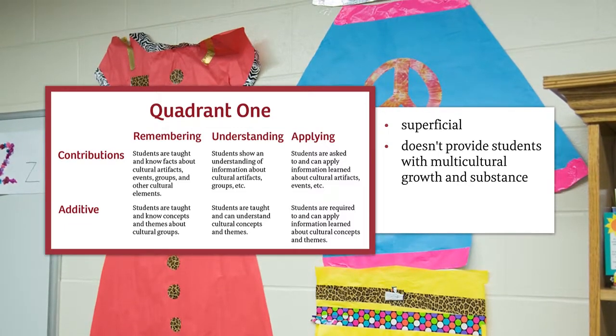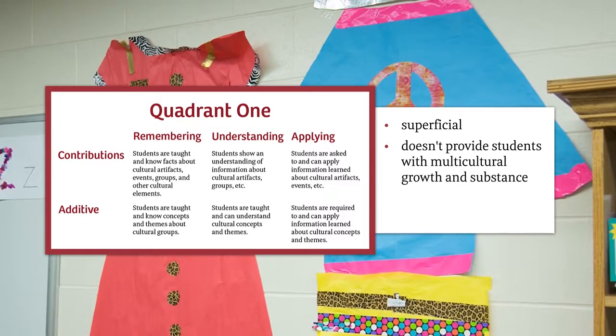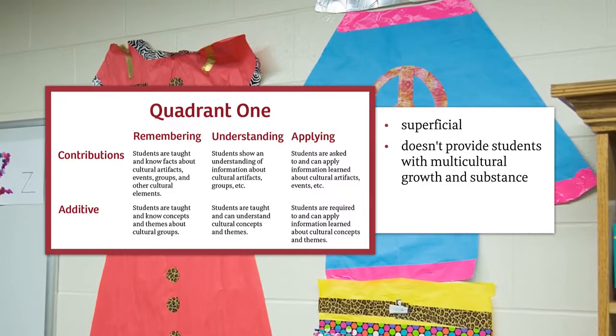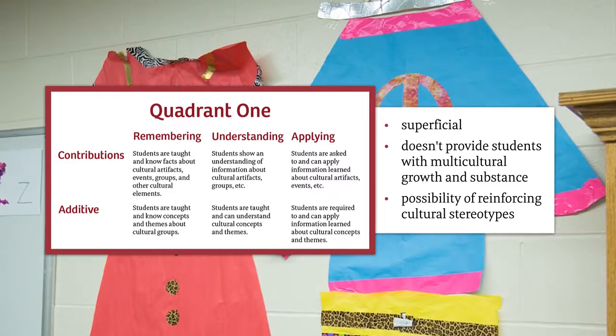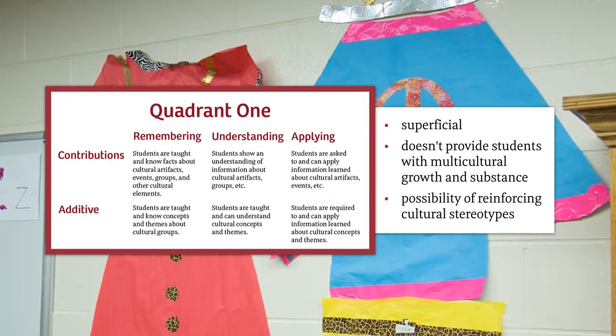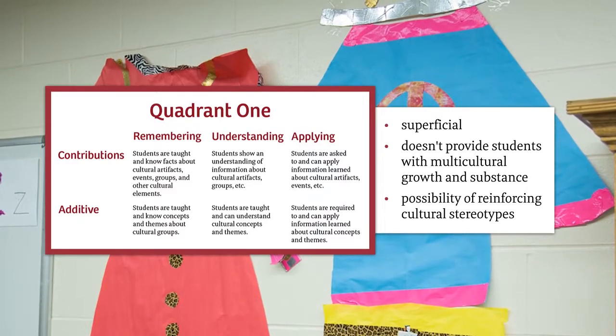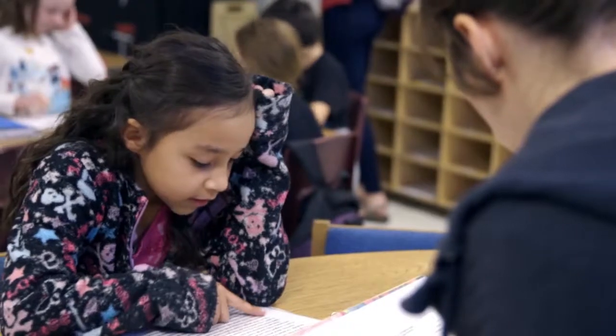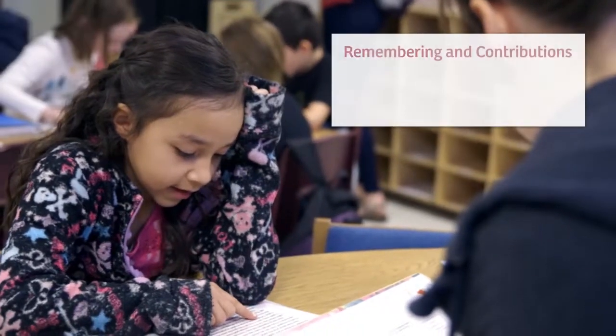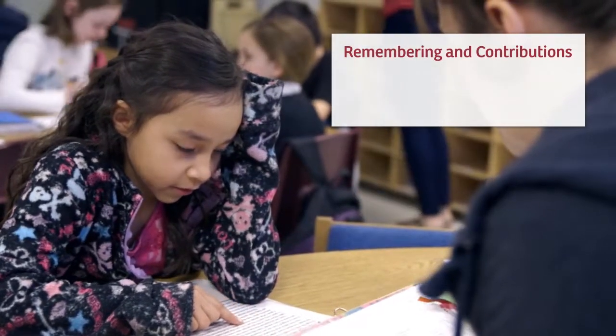Some instruction will doubtless take place on the Quadrant 1 level, but it's an inadequate level on which to stop, offering only low instructional rigor and the possibility of reinforcing cultural stereotypes. Let's consider some sample classroom activities on the Quadrant 1 level, drawn from a range of grade levels. The Bloom-Banks matrix describes expectations at the intersection of remembering and contributions as follows.